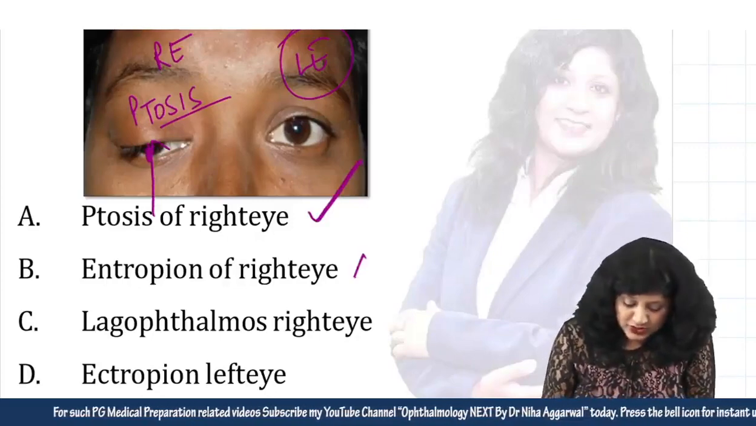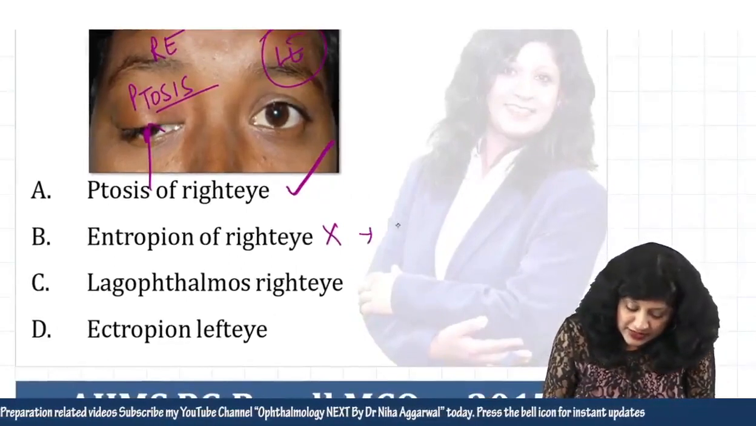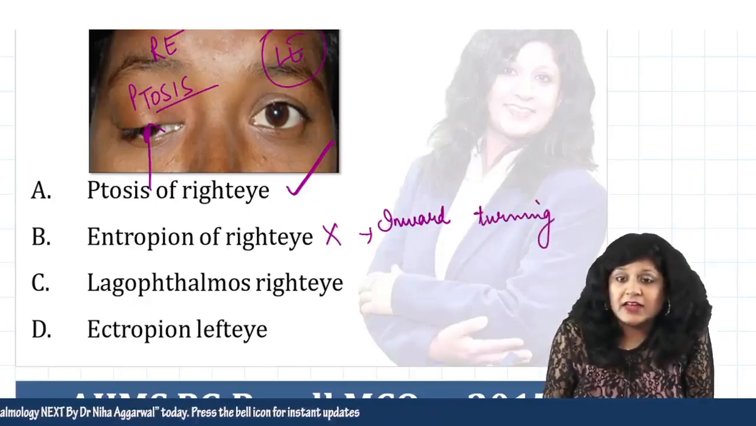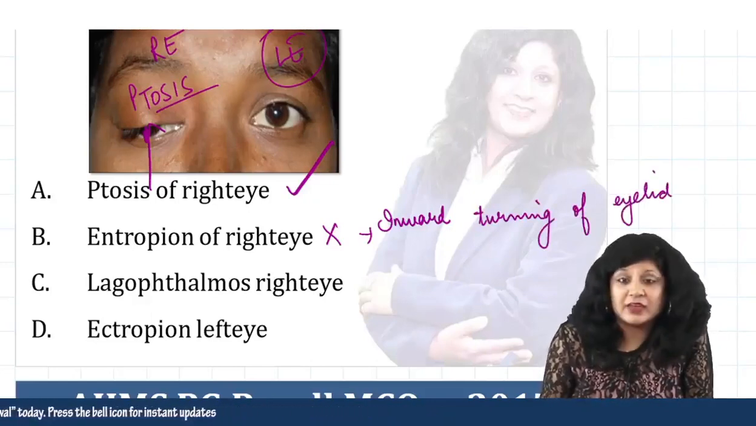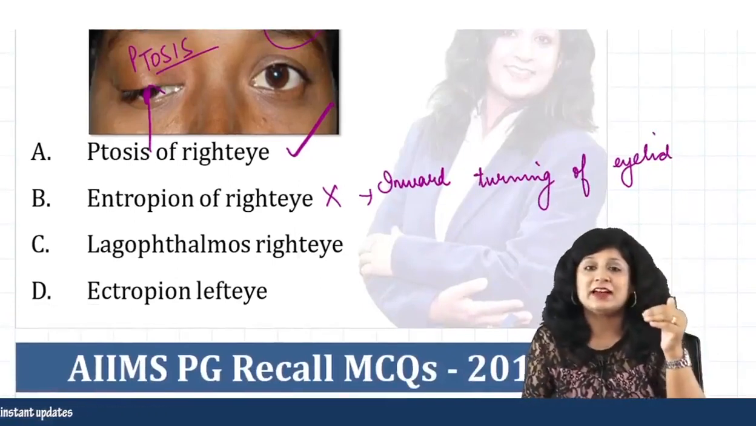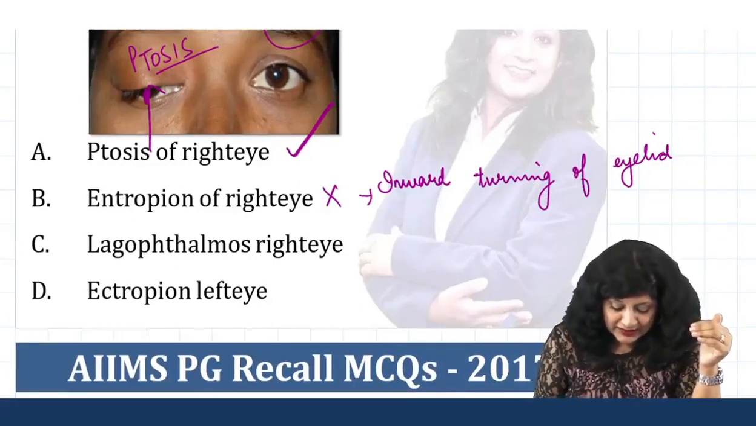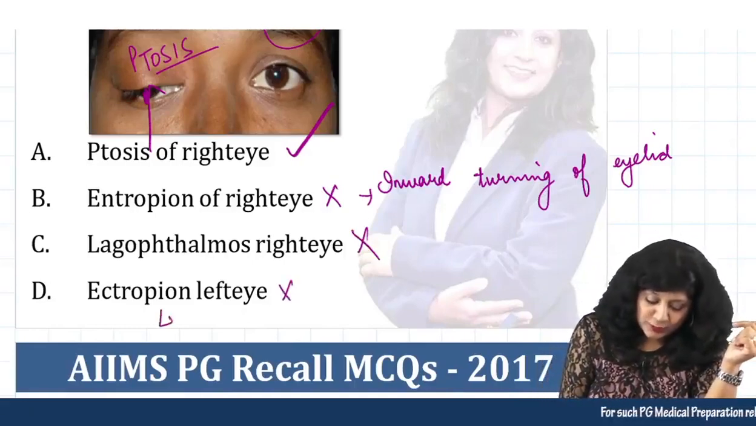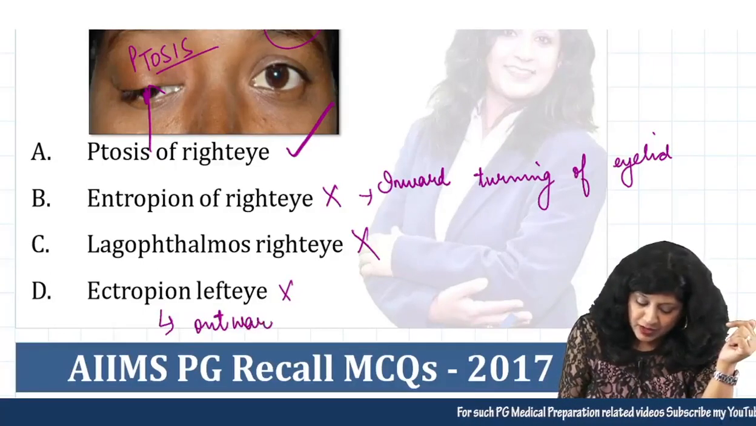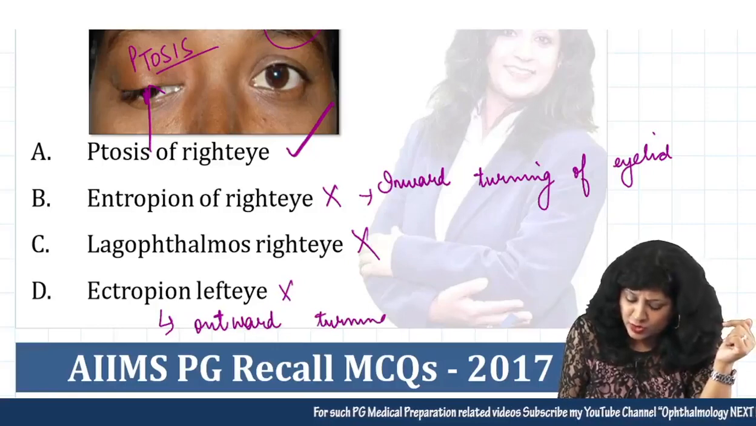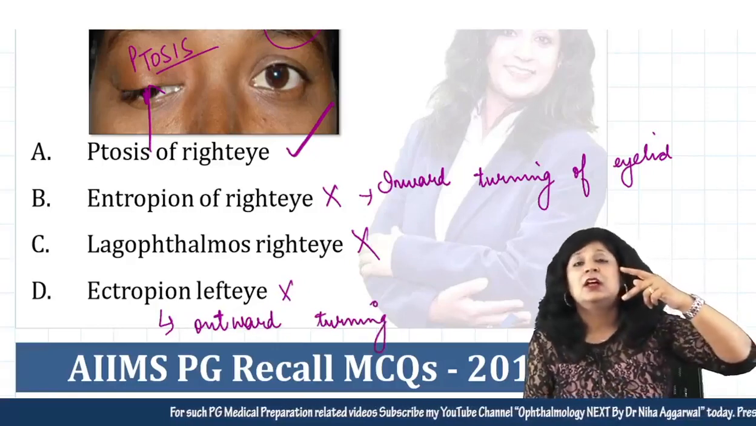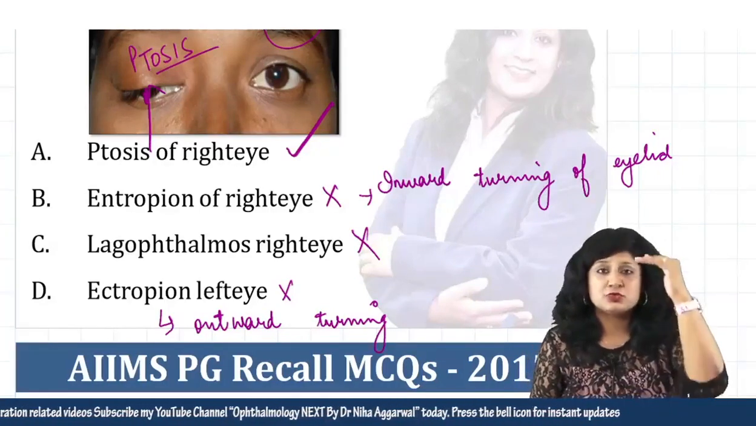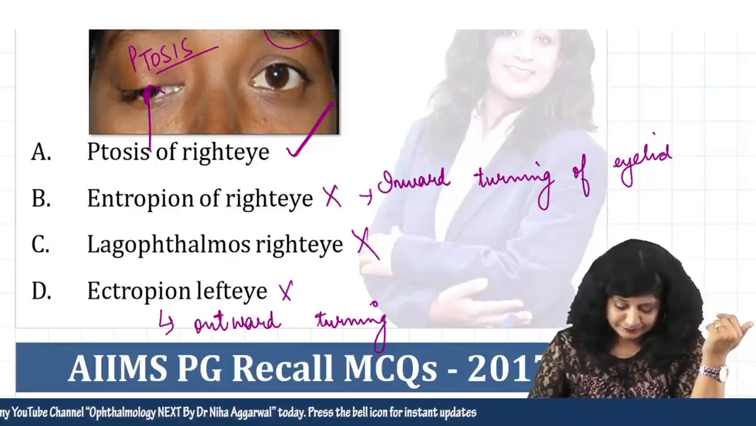Entropion of the right eye is wrong. Entropion is the inward turning of the eyelid, and you cannot see inward turning here; rather you are seeing drooping of the eyelid, that is ptosis. Lagophthalmos of the right eye is wrong. Ectropion of the left eye is also wrong, as ectropion means outward turning of the lid margin. There is neither inward nor outward turning. The only problem you can see is drooping of the right lid, that is ptosis.